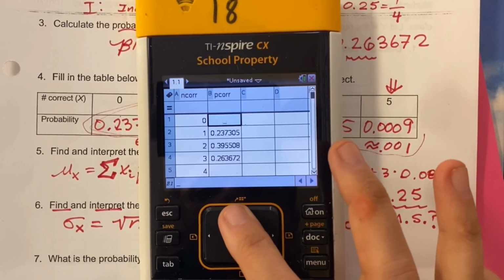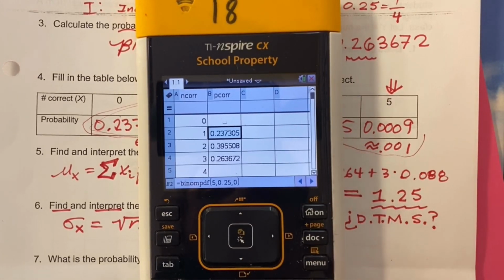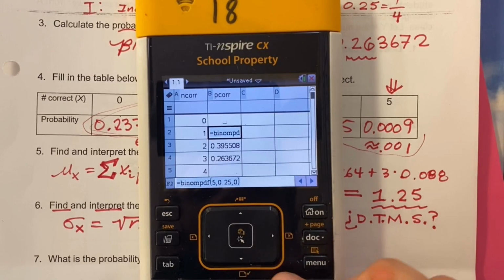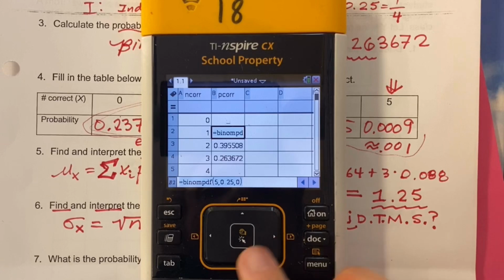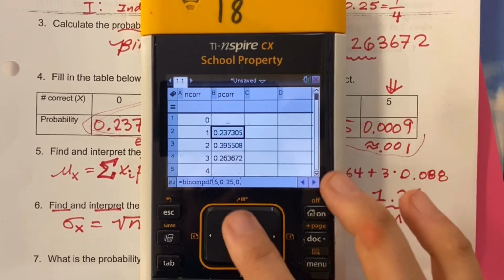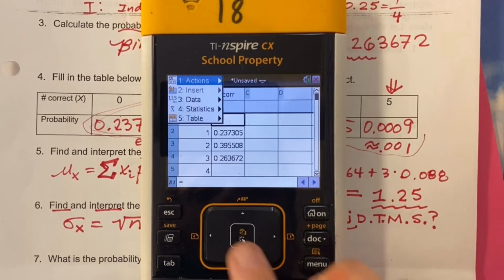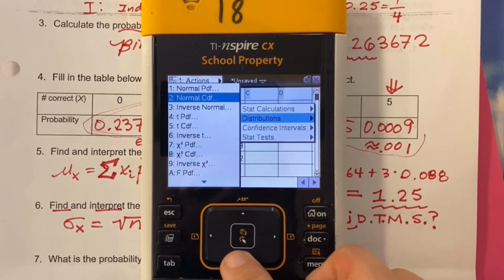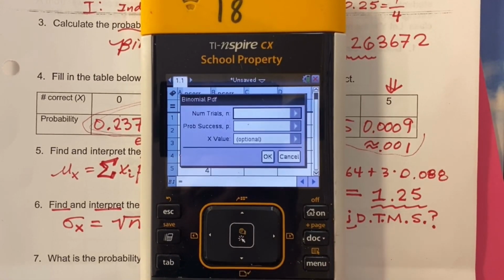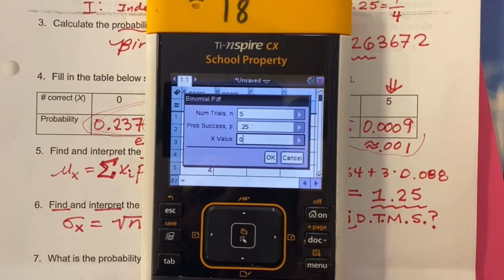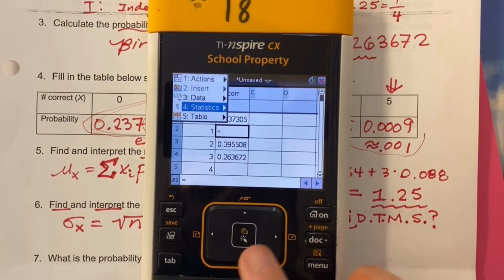Oops. Did I mess that up? Oh, I'm putting them in the wrong location. This is terrible. I wish I knew how to copy paste. Let me just start over. Equal binomial. You're lucky. You can fast forward the video, but I gotta redo all this again. I'm just gonna do it again. Okay. Binomial.